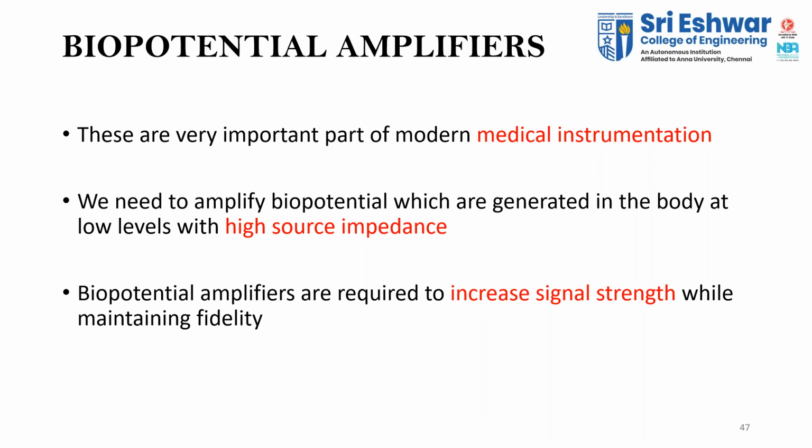And we need to amplify biopotentials, which are generated in the human body at low levels with high source impedance. This is used to strengthen the signal. I am going to make my signal strong so that I can easily diagnose. If you get the signal in microamps, that cannot be used for diagnosis. If you boost that microamps into milliamps or amps, then I can easily diagnose the patient. This is the application of biopotential amplifiers.